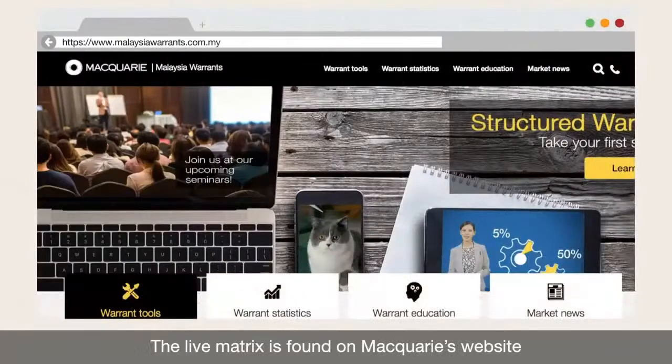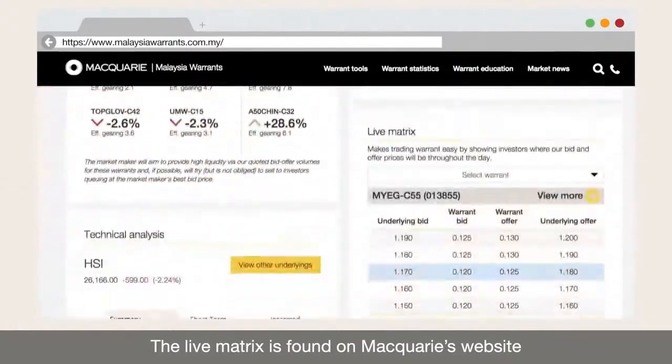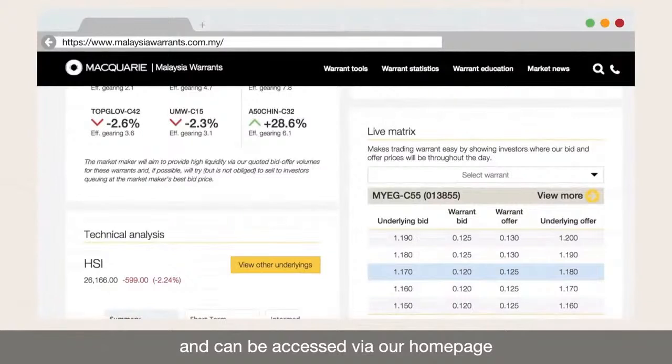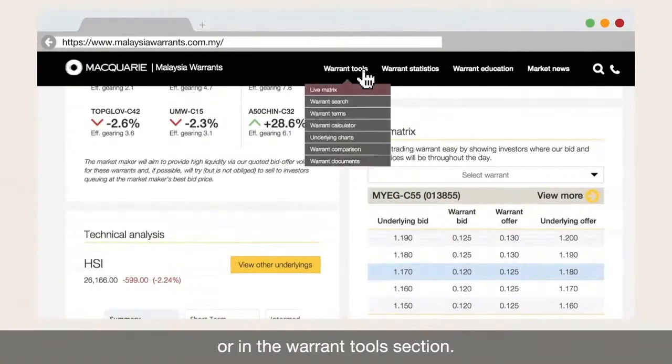The Live Matrix is found on Macquarie's website and can be accessed via our homepage or in the Warrant Tools section.